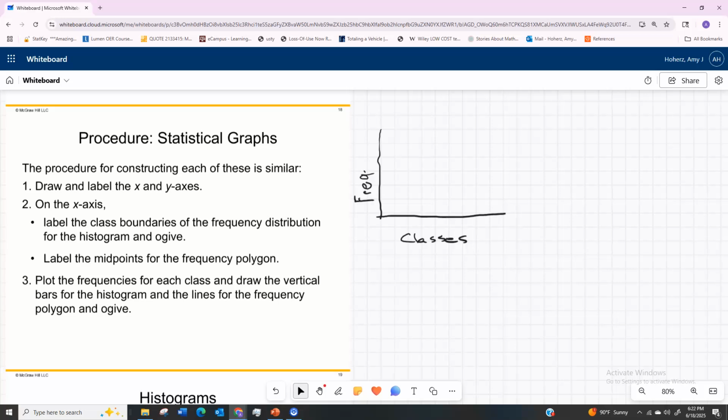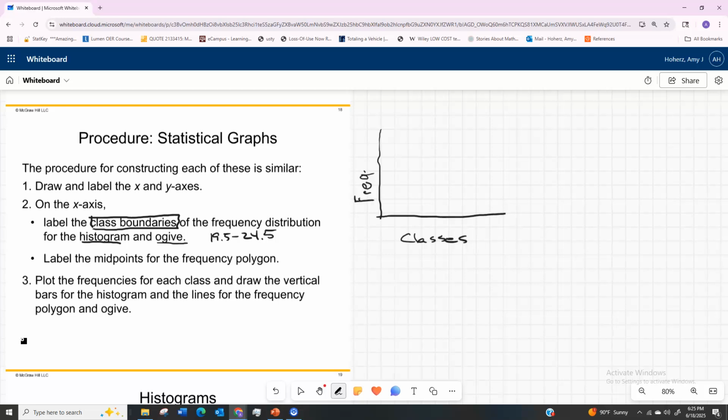We do it a little differently, whether it's a histogram or a frequency polygon or an ogive, and it tells us here these are the differences. So on the x-axis, we're going to label the class boundaries if we have a histogram or an ogive. Now remember, the boundaries are the ones that don't have a gap between them. So for instance, if you had a class that went from 20 to 24, your boundaries would be 19.5 to 24.5.